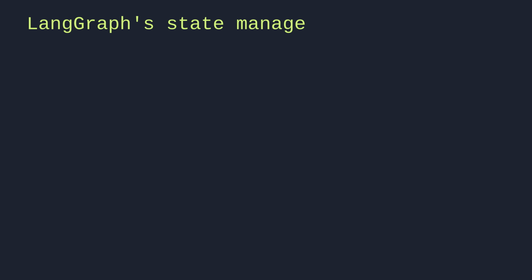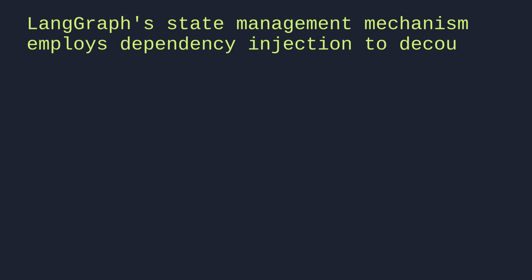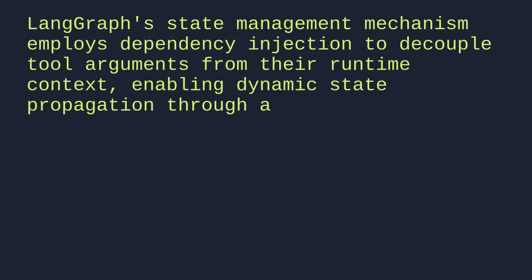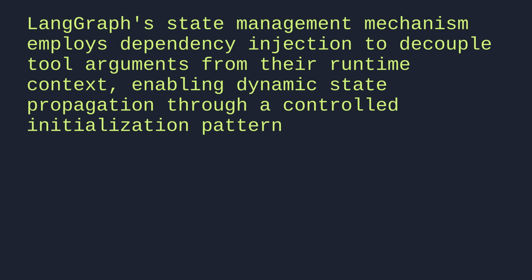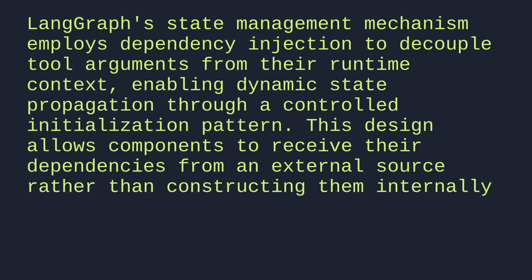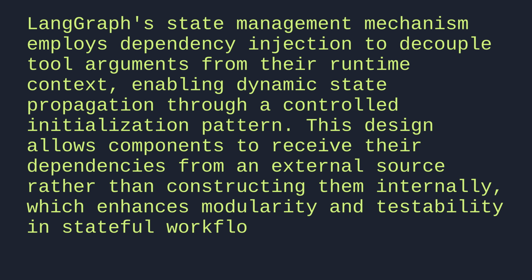LangGraph state management mechanism employs dependency injection to decouple tool arguments from their runtime context, enabling dynamic state propagation through a controlled initialization pattern. This design allows components to receive their dependencies from an external source rather than constructing them internally, which enhances modularity and testability in stateful workflows.